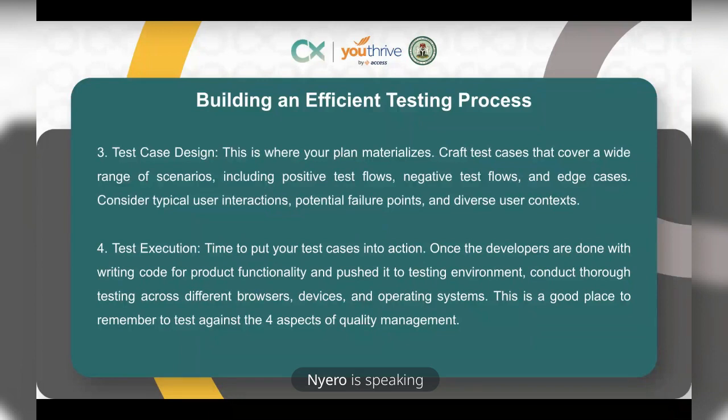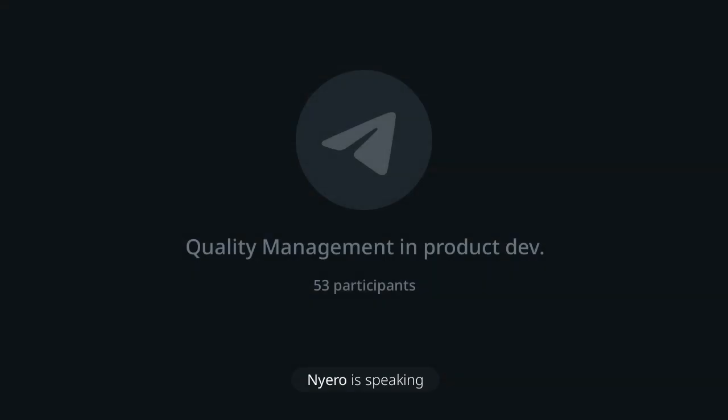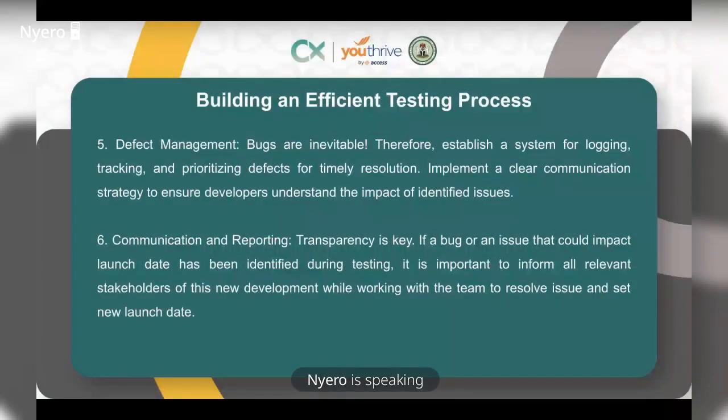And this is a good place to remember to test again. So once you start to test, while you have a test plan and you have a test case, you are also testing against specific benchmarks, which are the 4 benchmarks of quality management. And then defects management. Now, like I said, the chances are that your product that is coming to the test environment is not a perfect product. Just know it's not perfect, right?